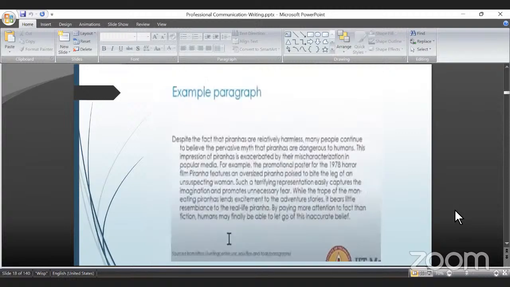Now, this is an example paragraph. Example paragraph in the sense, a paragraph which is an example in itself, right? Which gives you an example about something. So, read about this.